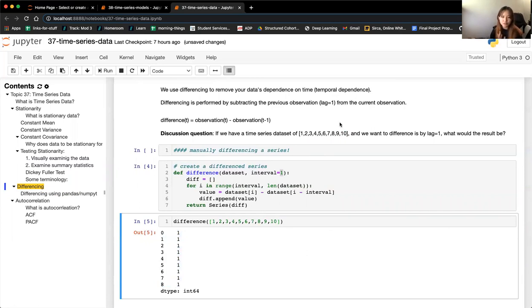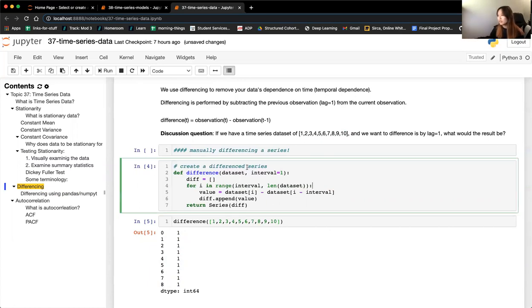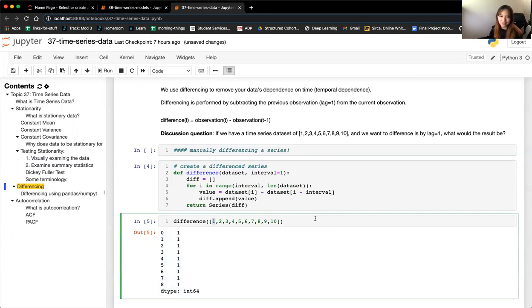One more thing to note is when you difference your data, you do lose a couple data points depending on how much lag you have. So you can see here that there are only 9 data points, and that's just because you cannot take the difference of the first data point that you have. So that's just something to take note of. Any questions at this point?